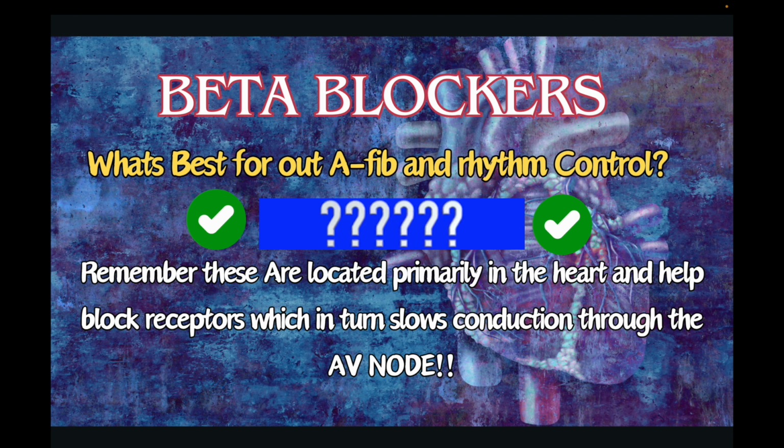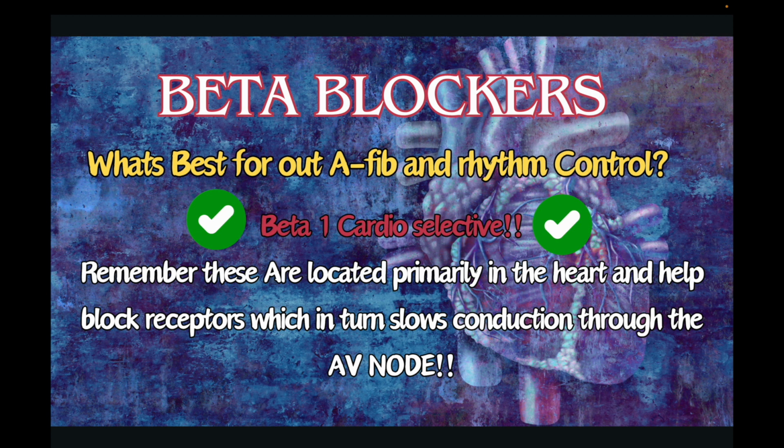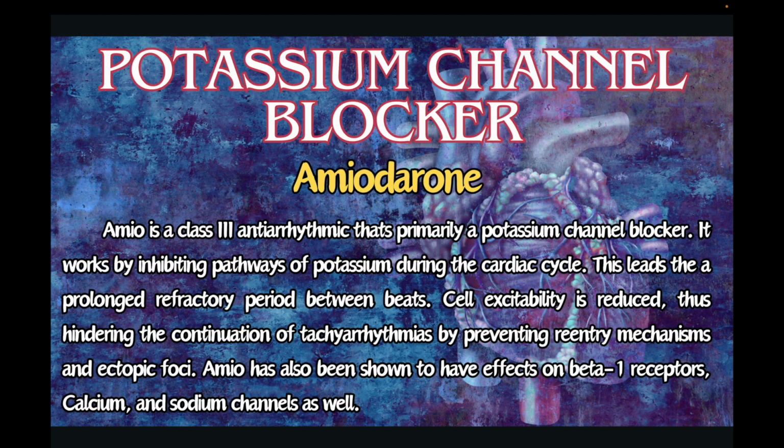What is the best suited for AFib and rhythm control? Beta 1, yes, something that's geared specifically for cardiac tissue. Remember, located primarily in the heart and helps block those receptors to slow conduction through the AV node.